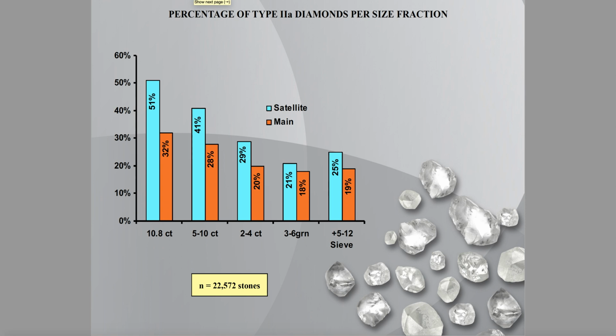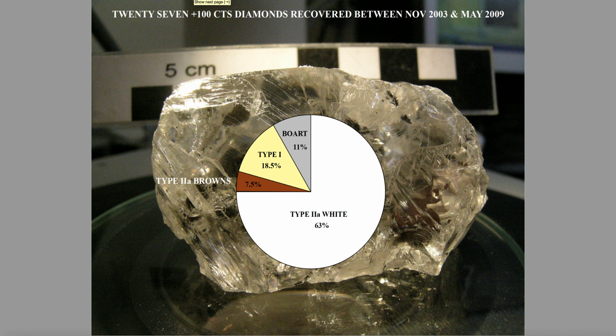And that is very small. And then we have the size which we are expecting from the sieve. In the Letseng mine they have by now found 27 stones which are bigger than 100 carats in a time slot between November 2003 and May 2009.